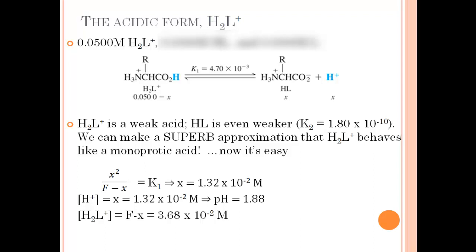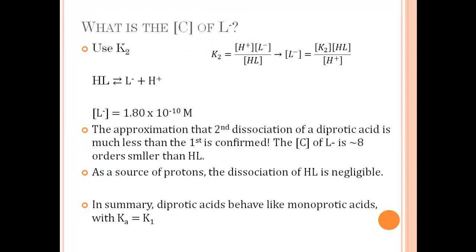From that, you can figure out what the concentration of H2L+ is, which of course is f minus x. And that, of course, equals out to 3.68 times 10 to the negative second molar. So that's how you find the pH of the acidic form of a diprotic acid. What if I wanted to find the concentration of the L-? Remember, H3O+ was the first dissociation constant.